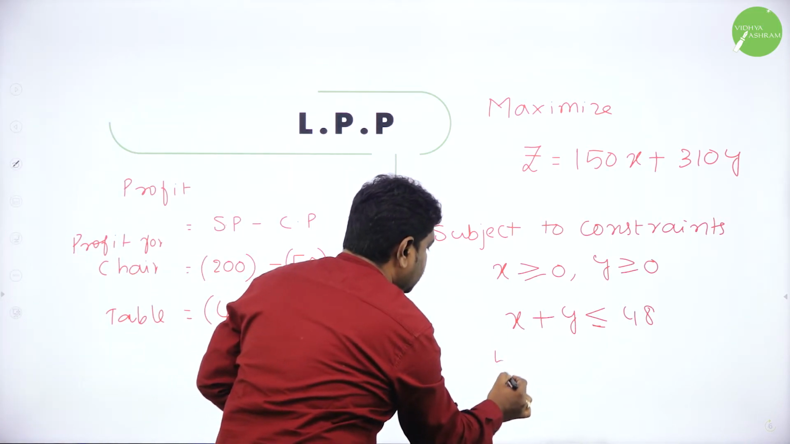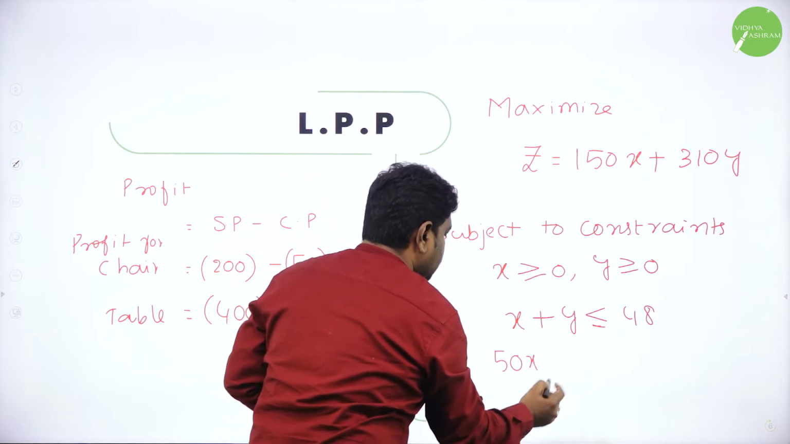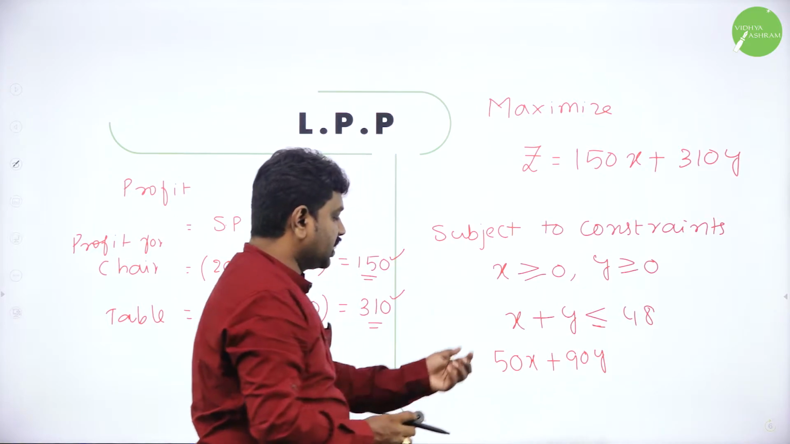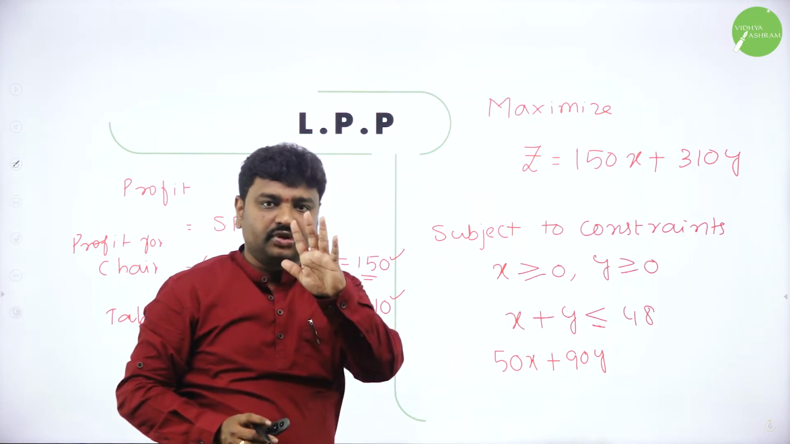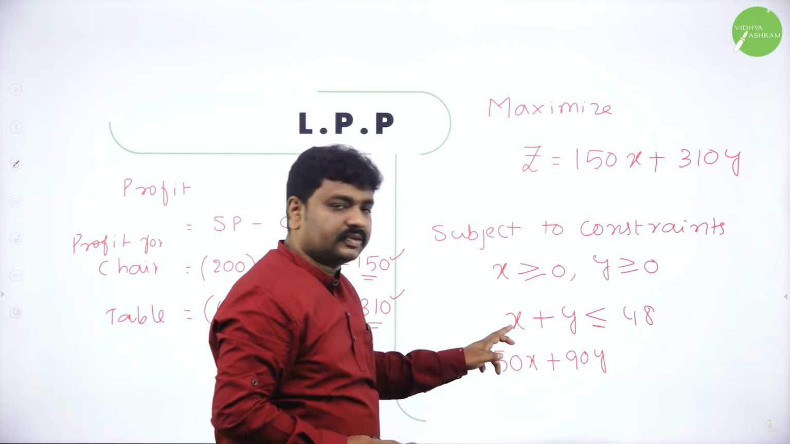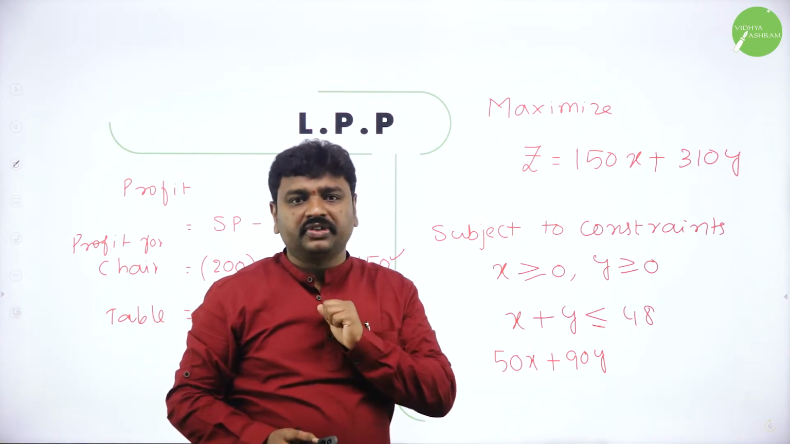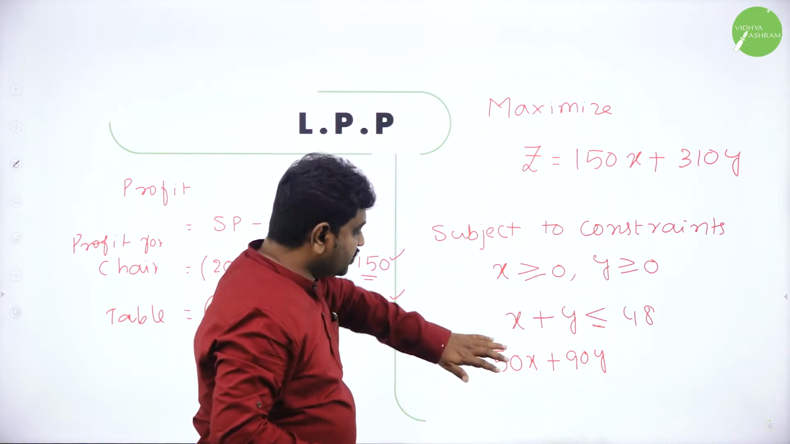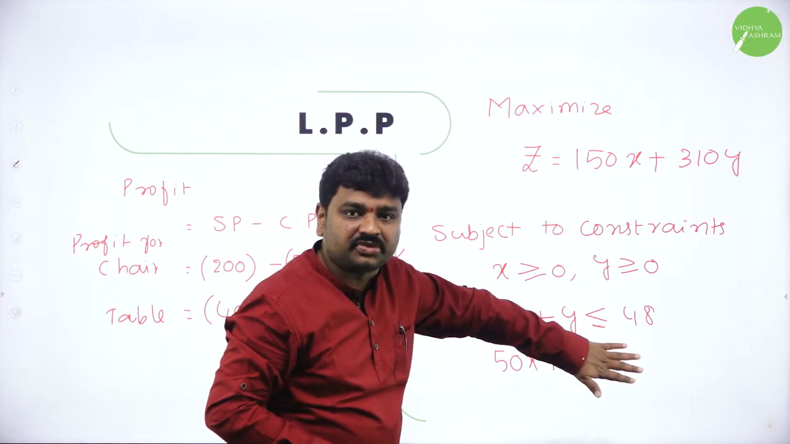$50x is the cost of chairs plus $90y the cost of tables. This is the cost price of a chair. One chair is 50 rupees. You are purchasing x chairs, so the total cost of chairs is 50x. One table is 90 rupees. You are purchasing y tables, so the total cost of tables is 90y. So this is the total cost, the total investment.